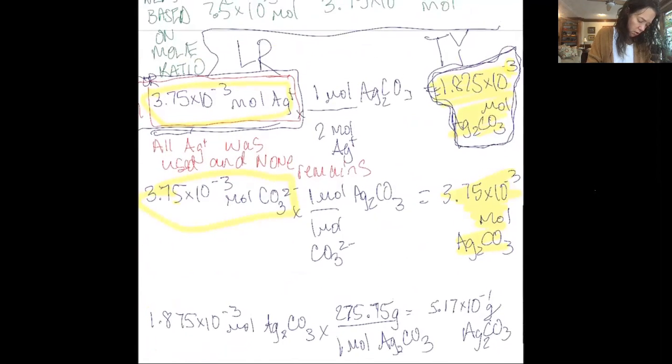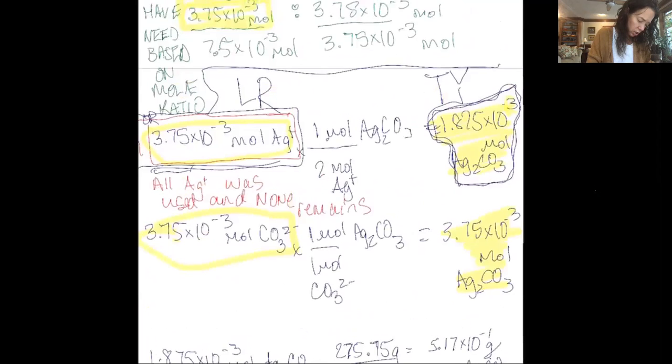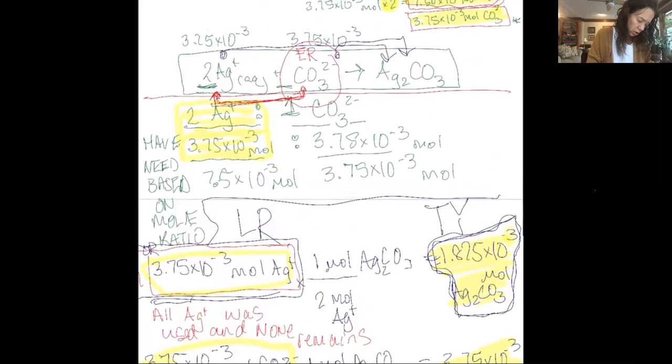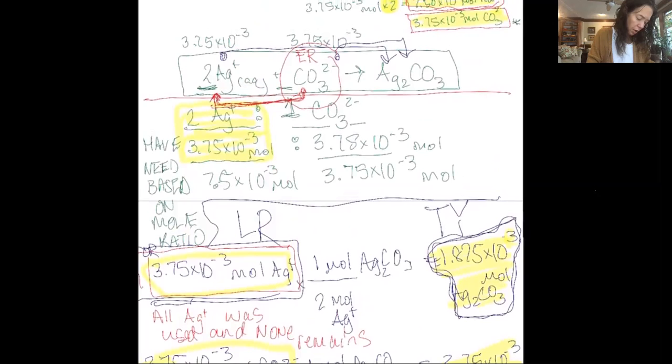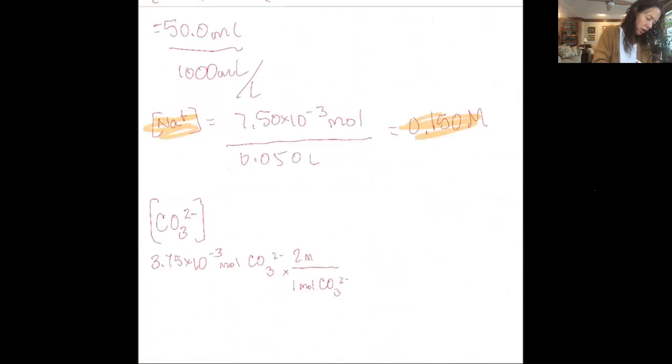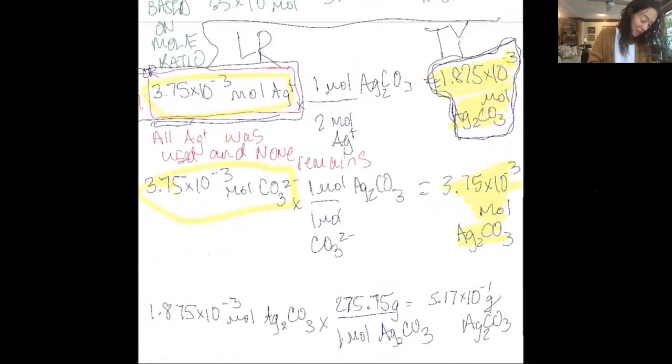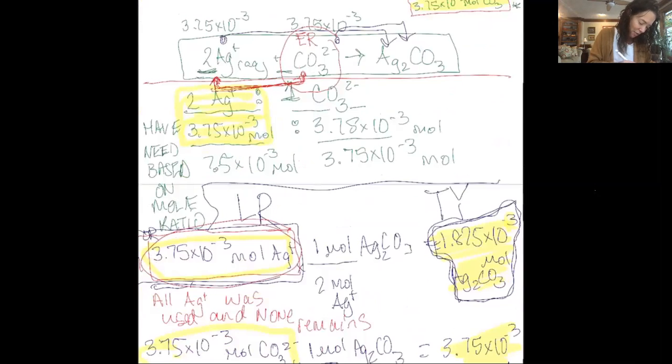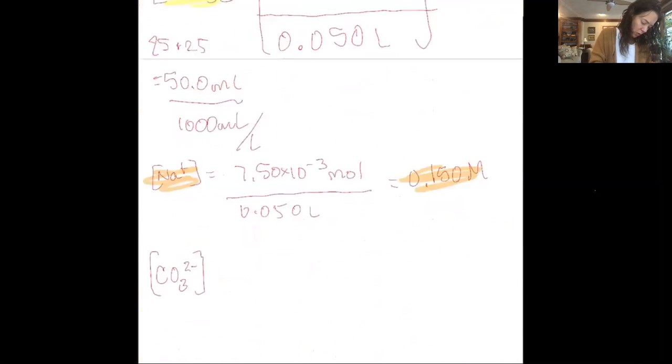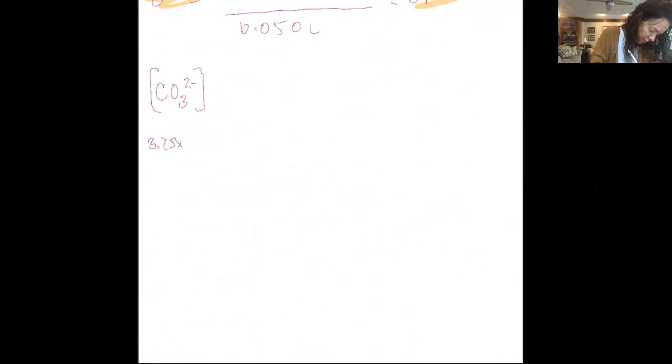Something's wrong. Oh, that won't work. I can't start anything with my excess reactant. I'm so sorry. Excess reactant gives you nothing. Okay, I knew something was wrong. What I know is my limiting reactant, right? Never start a T-chart with your excess reactant. It won't tell you anything. What I know is that 3.75 times 10 to the negative third moles of silver reacted.